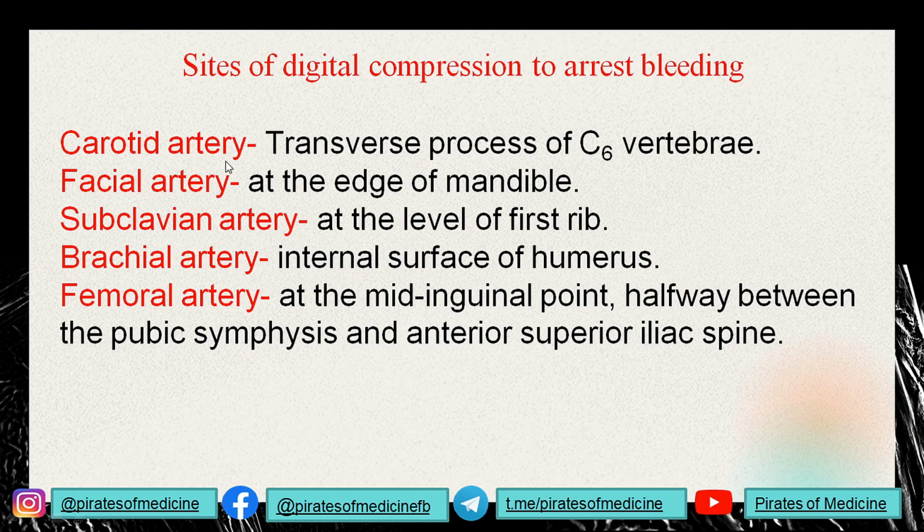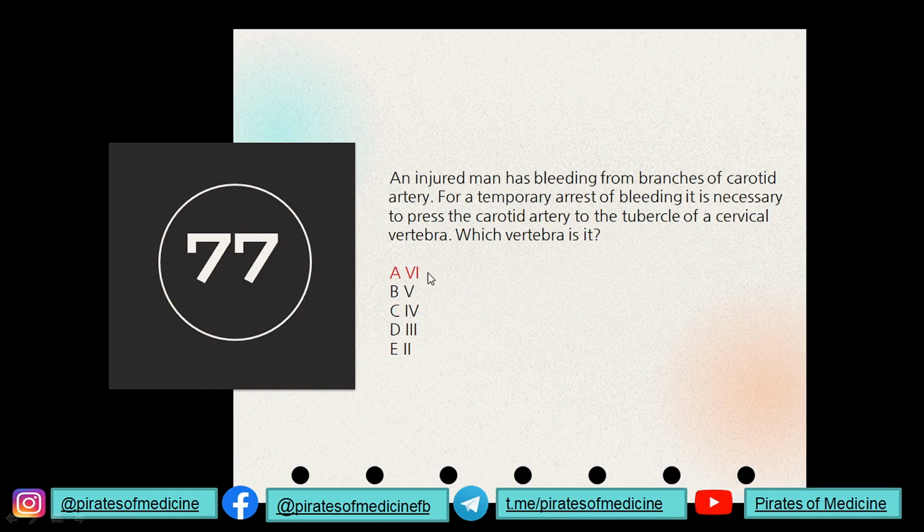For the carotid artery, we have the transverse process of the C6 vertebra, where we can compress the artery very easily to stop bleeding. For the facial artery, we can compress at the edge of the mandible. The subclavian artery can be compressed at the level of the first rib. The brachial artery is compressed on the internal surface of the humerus. The femoral artery is compressed at the mid-inguinal point, about halfway between the pubic symphysis and the anterior superior iliac spine. So these are the various locations at which these different arteries can be compressed to arrest bleeding. So if you understand the transverse process of the C6 vertebra, that is why the answer is the 6th vertebra.